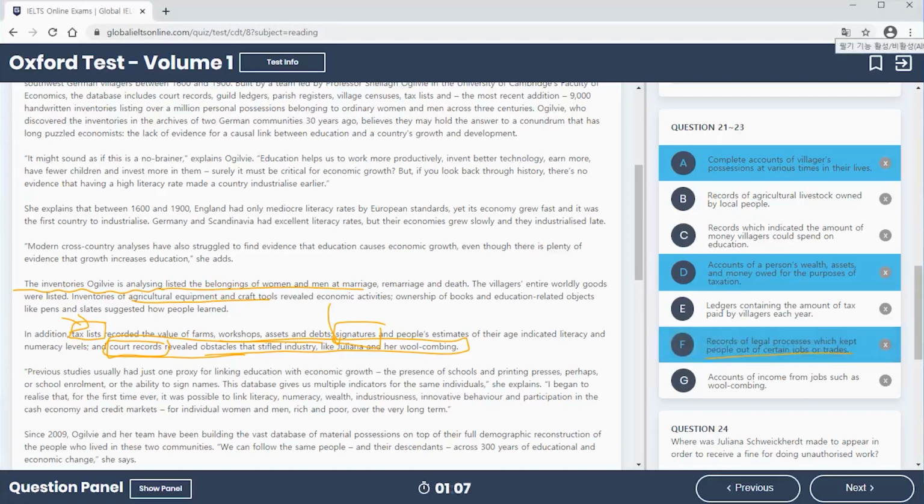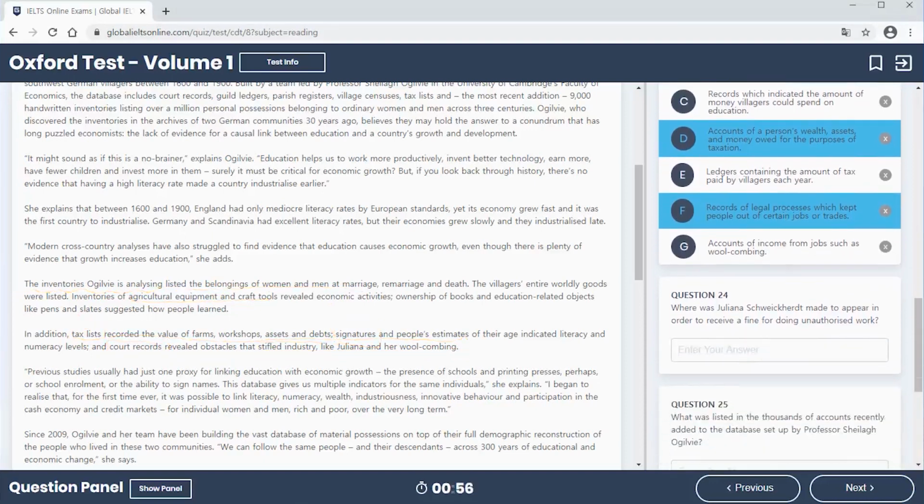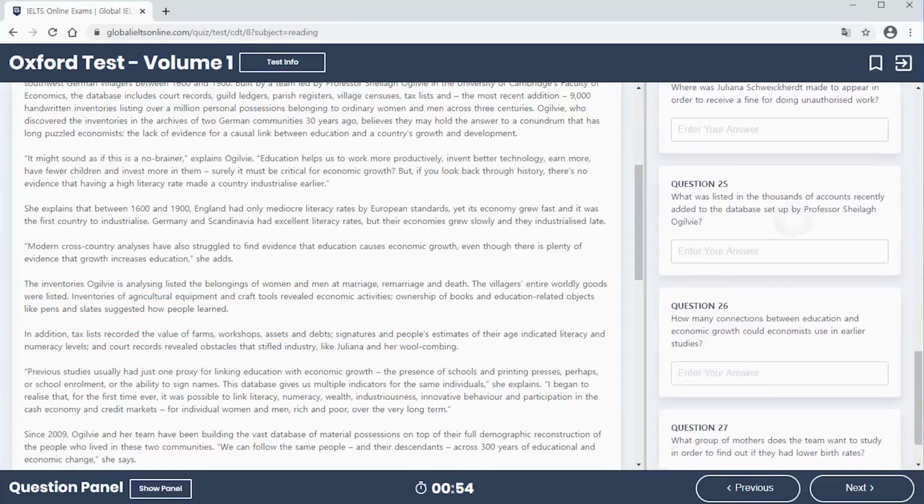Okay? Accounts of income from jobs. Okay? So there's no income. They don't mention income. They say tax. They say court records. And they say inventories. Okay? So that's relatively straightforward. That's quite a nice question to have. Then we've got our filling in the answer.